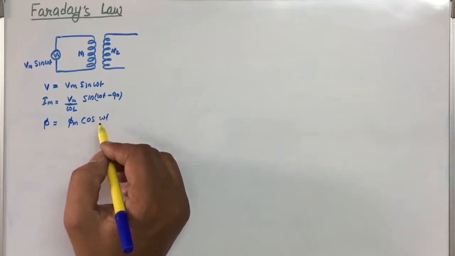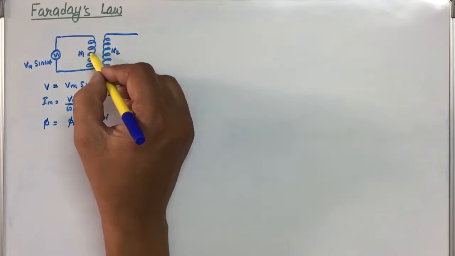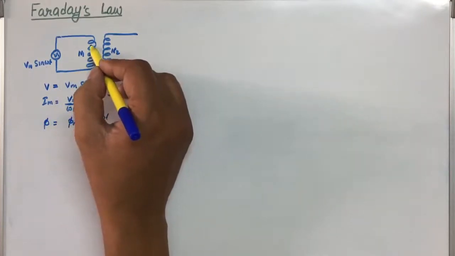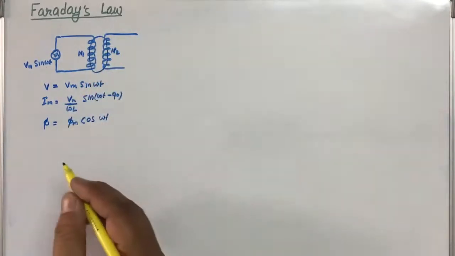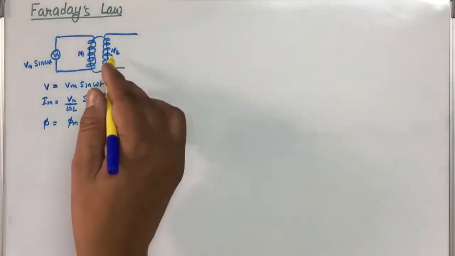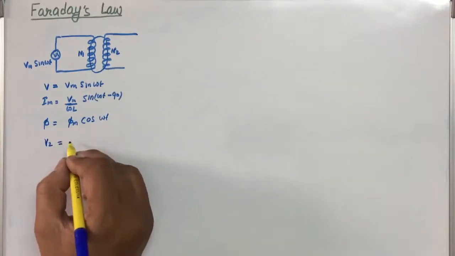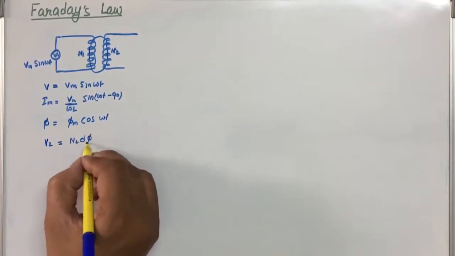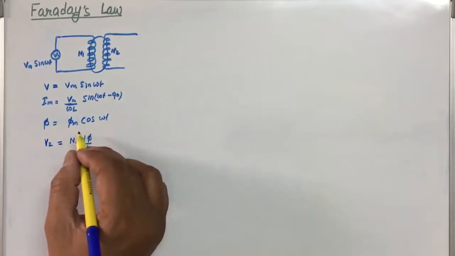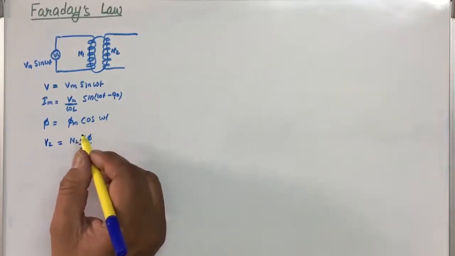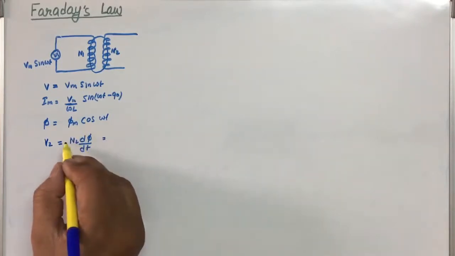So this flux links both the windings. If this is the flux due to this current, then this flux will link to the secondary of the transformer as well. So the EMF that will be induced in this, we can say that EMF will be V2, and we know the induced EMF can be written like this, and this can be further written. Okay, according to the Lenz law we can say a negative sign should be there.